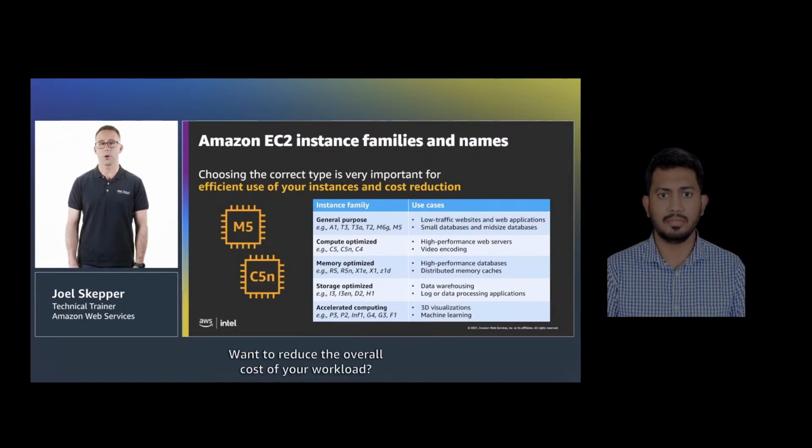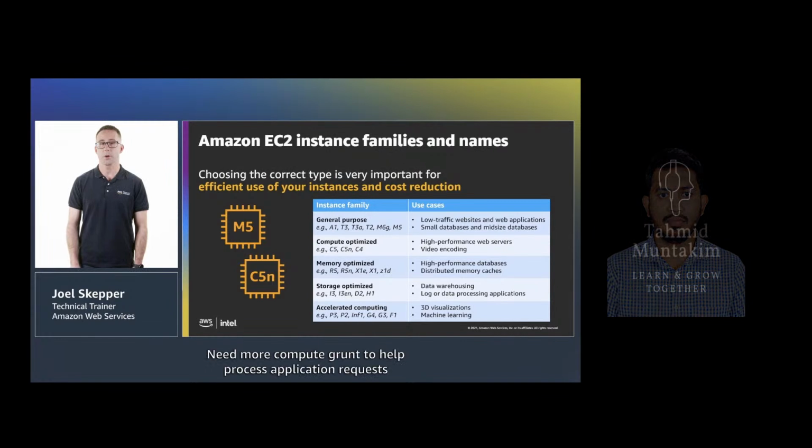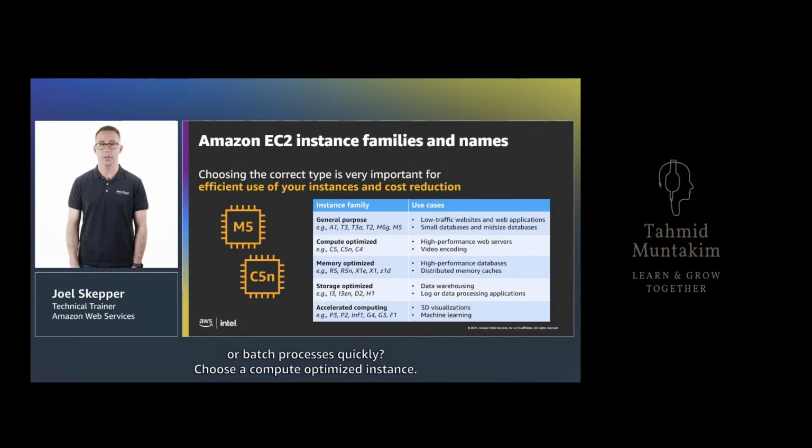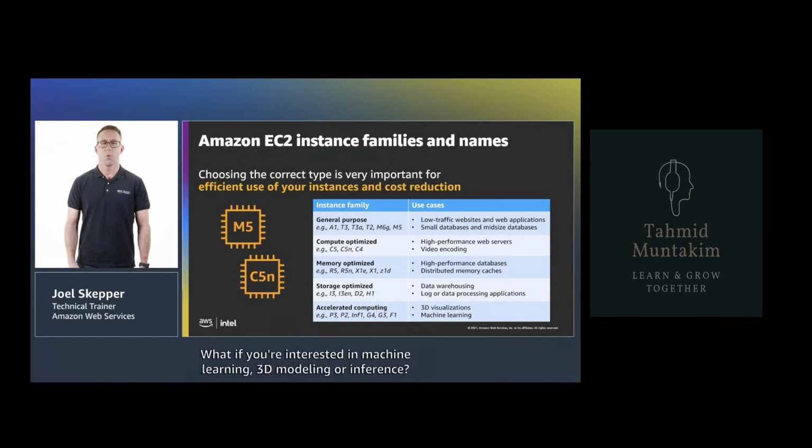Want to reduce the overall cost of your workload? Choose a general purpose instance. Need more compute grunt to help process application requests or batch processes quickly? Choose a compute optimized instance. Need more memory to help speed up your database? Choose a memory optimized instance. What if you're interested in machine learning, 3D modeling, or inference? Choose an accelerated computing instance.